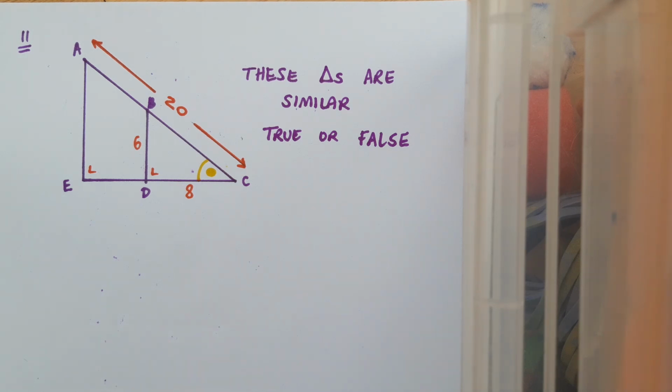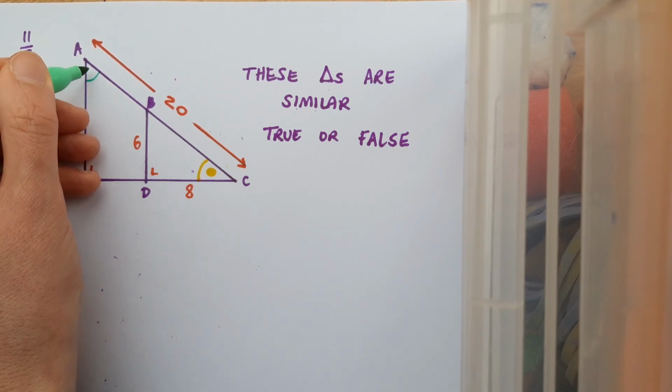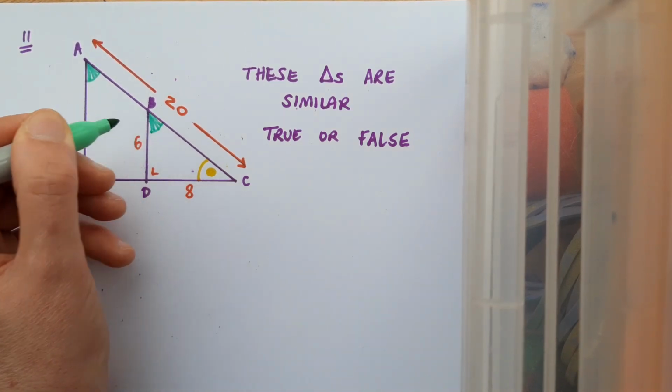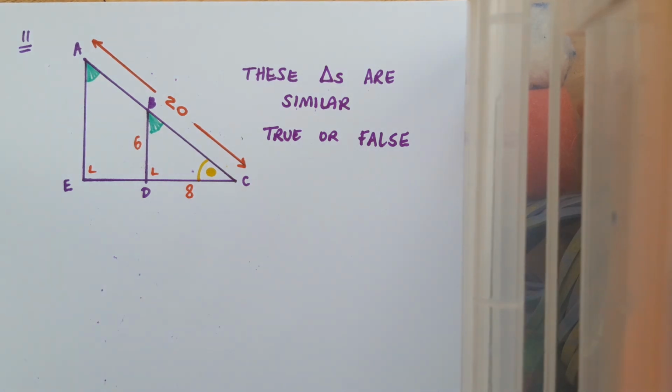And then of course I can simply say that the 3rd angle must be the same if the first two angles match. So those two angles must be the same. And since all three sets of angles match up, the triangles must be similar. So the answer is true.